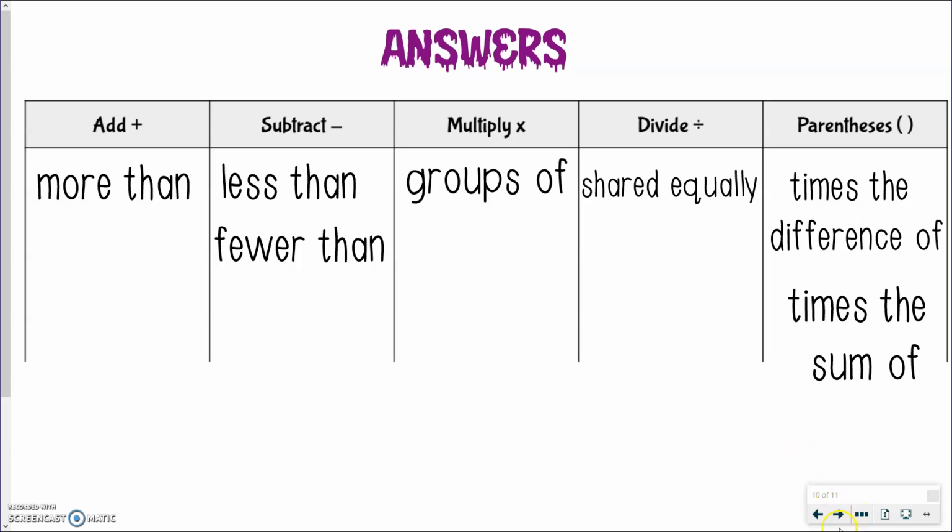Okay? So again, pause or go back if needed, but make sure you have all those down. If you need to change the font or give yourself some more space, that's fine. Just make sure you have all those typed out.